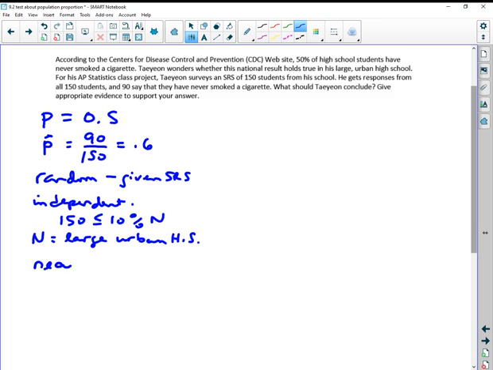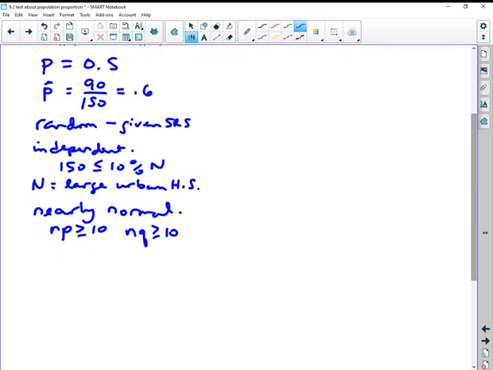Nearly normal: checking it with P, not P hat, and checking it with Q, not Q hat. We're going to be using our parameter values here because they're available. If they weren't available, then we wouldn't be able to check them, but we're checking them with those parameter values. That's kind of convenient, that they are both exactly the same, 0.5. So that's good. They both pass.